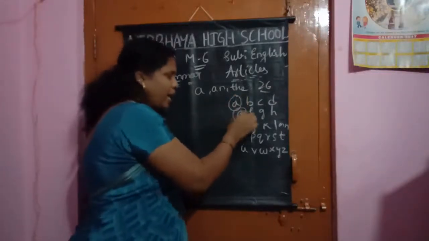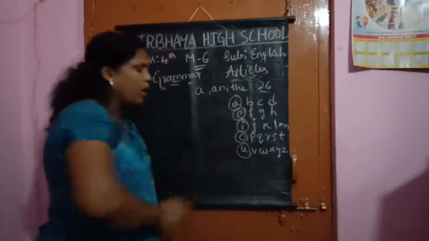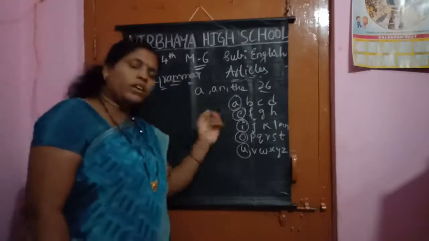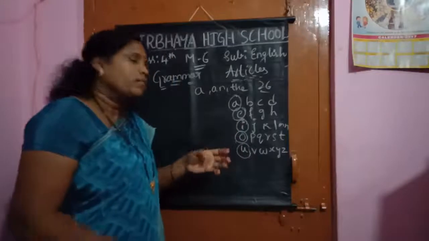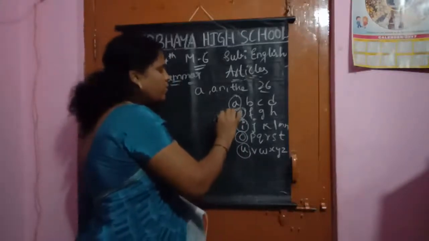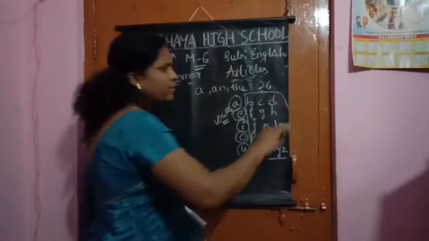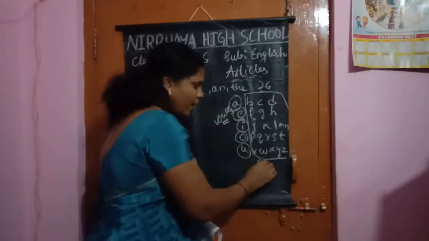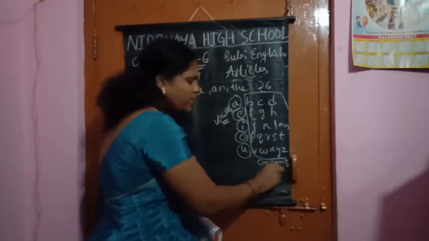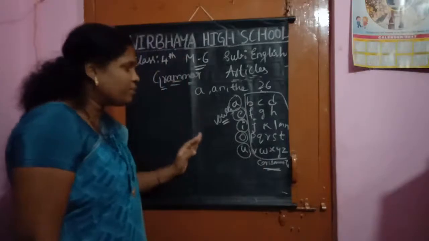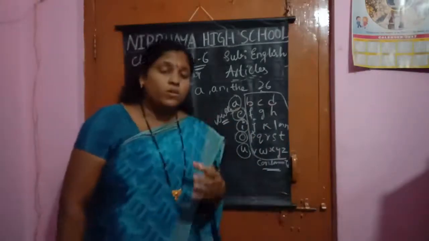A, E, I, O, U. I have rounded 5 letters. What are these letters called? Tell me. Yes, these letters are called vowels. Okay, children. And the remaining letters? Yes, the remaining letters are called consonants. First, you should remember that these 5 letters are vowel letters and the remaining letters are consonant letters.